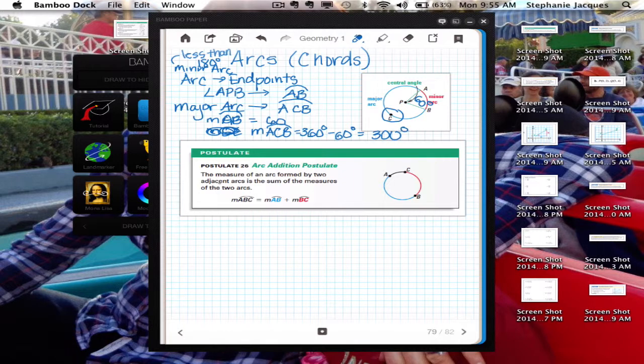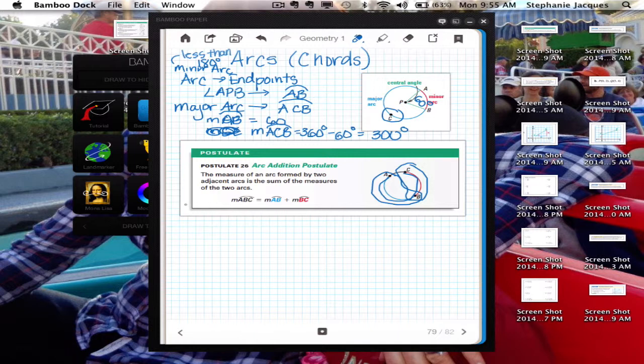Okay, let's look at our arc addition postulate. The measure of an arc formed by two adjacent arcs right next to each other is the sum of the measures of the two arcs. All that's saying is that if you have arc AB and arc BC and you add those, you could find out the total arc amount. That's all you're doing there.